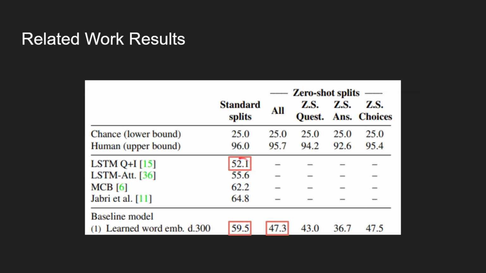The baseline CNN LSTM got a 52.1. Our competitor, so to speak, got a 59.5. And the zero shot splits are divided up into a true zero shot split, where the unseen information can come from the questions, answers, or the answer choices. This is the main one we're focusing on because we haven't split our data set into these specific categories yet. So our target for a zero shot split is to beat a 47.3.